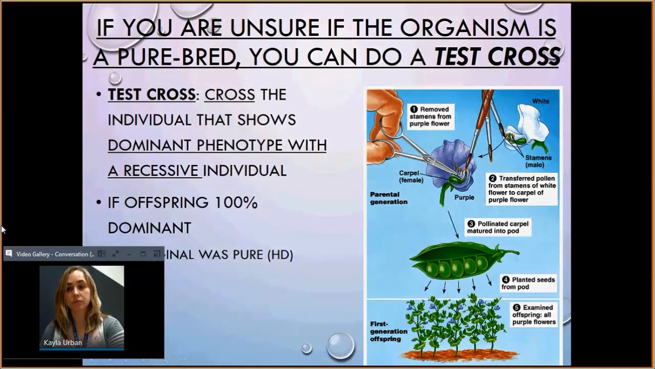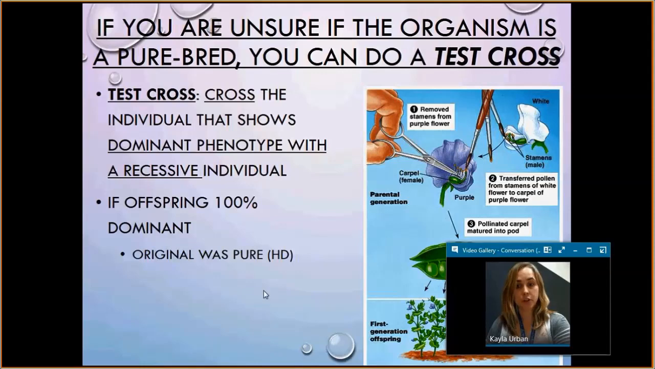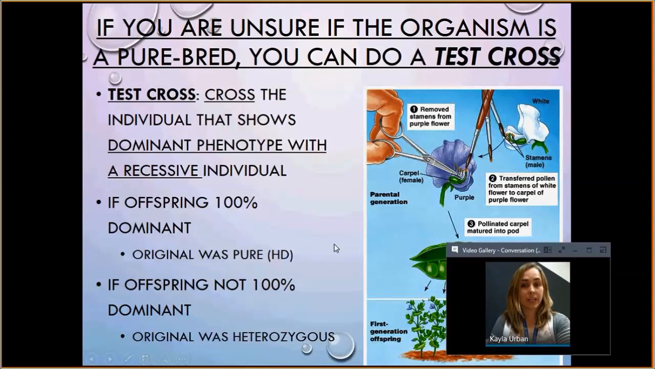If 100% of the offspring in the first generation are dominant, then that means your original was purebred. So that means if all of the kids are purple, if you breed a purple flower and a white flower, you get a bunch of kids and all of them are purple, then your first purple flower was homozygous dominant. That means that all the kids are then heterozygous. If the offspring are not 100% dominant, if you have some white kids in there, then your original purple flower must have been heterozygous. It must have had a little allele or the recessive trait to pass on to the kids in order for some of them to show as white.